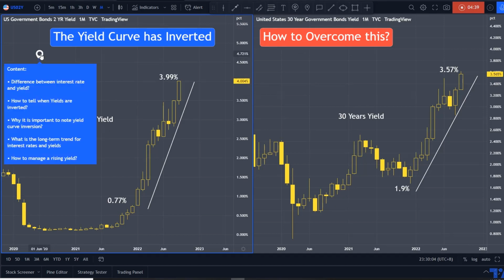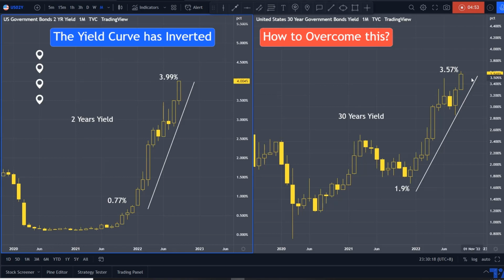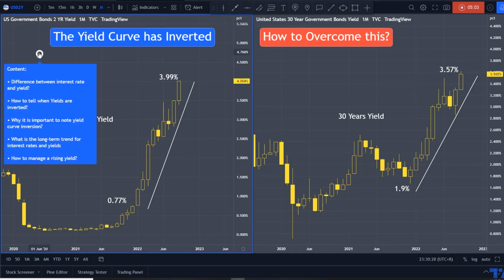And that kind of completes point number two: how can we tell the yields are inverted? Based on this comparison between the 2 years and the 30 years at the moment, the shorter end is higher than the longer-term end, and that means the yield has inverted between these two yields.